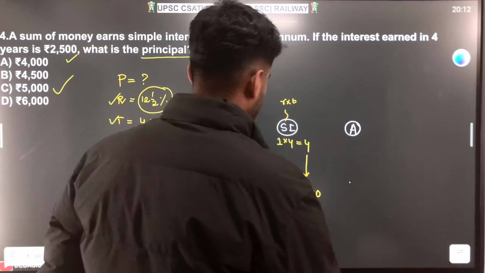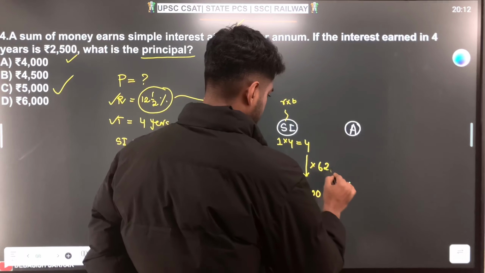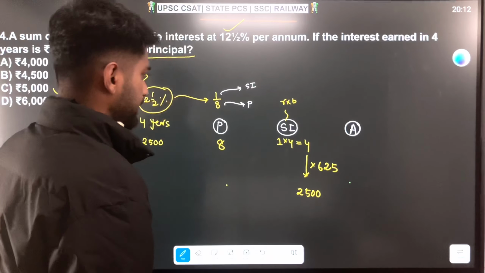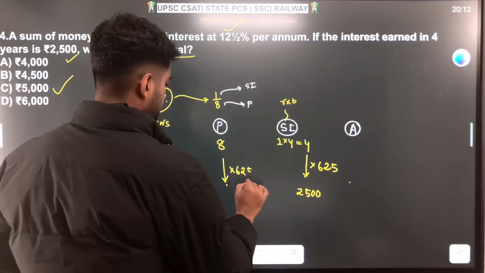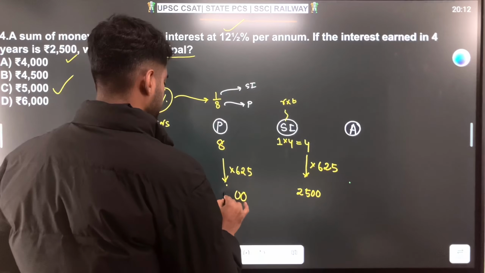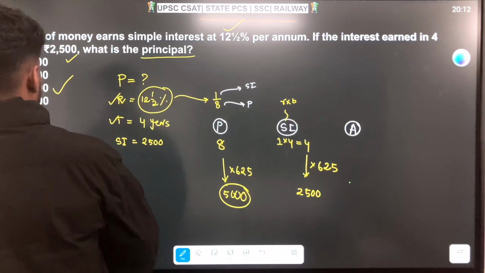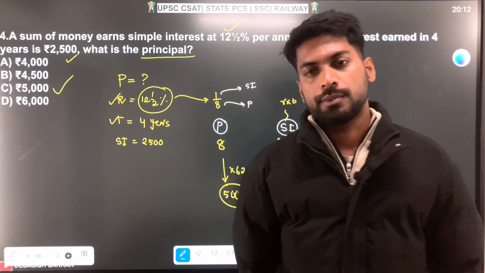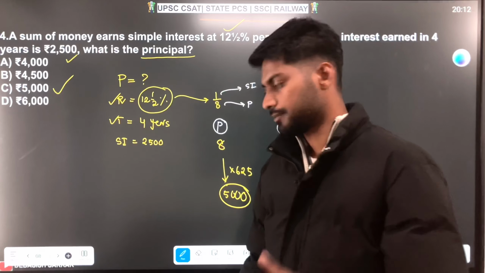Okay. But still, if you want, we can multiply. This is 6 times, then 2 times, then 5 times. You know, 6, 24, 2 times, yeah, 5 times. So here you have to multiply with 625. So 5000 is the answer. Okay, understood? Like how easily we solved, because of the percentage to fraction and because of the format. Next question.